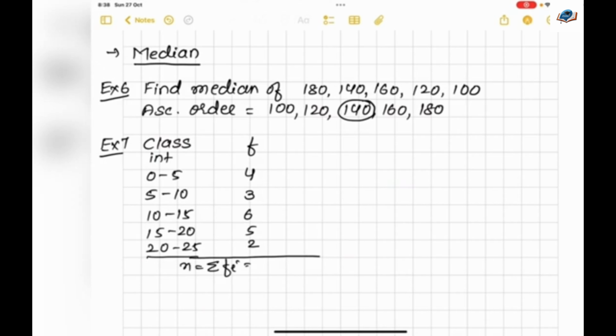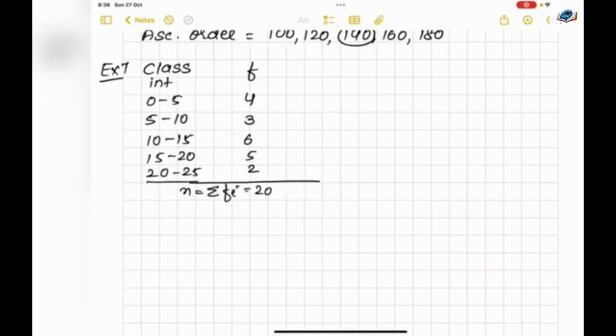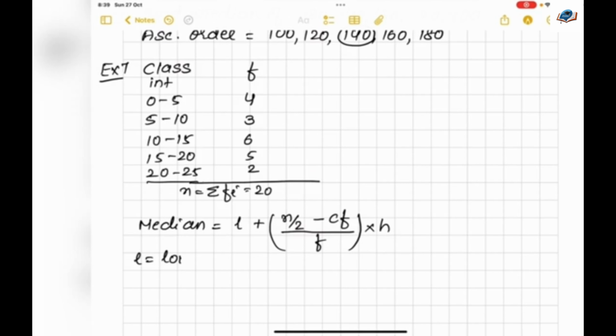Now first let me write the formula so that you understand how you will find the median. Median equal to L plus n by 2 minus cf upon f into h. Now see, here L I don't know. L is the lower limit of the median class.